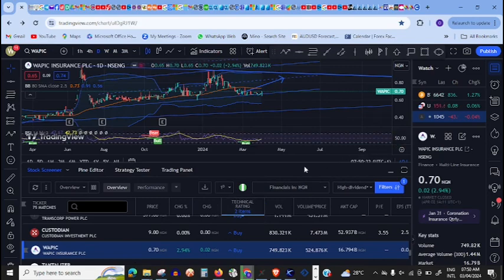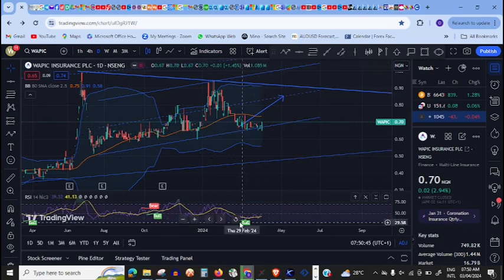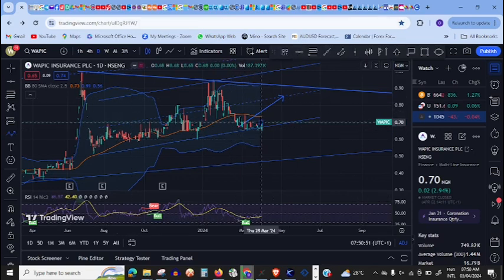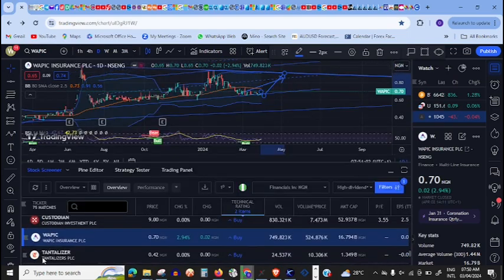Okay, Wapic. Wapic also at a very good level for entry. It is hitting the channel and the momentum shows a bullish divergence here, and price is still very close to the support of the bullish divergence. So we take it like this. From here, can get it at 65 kobo, then we take it to 91 kobo.